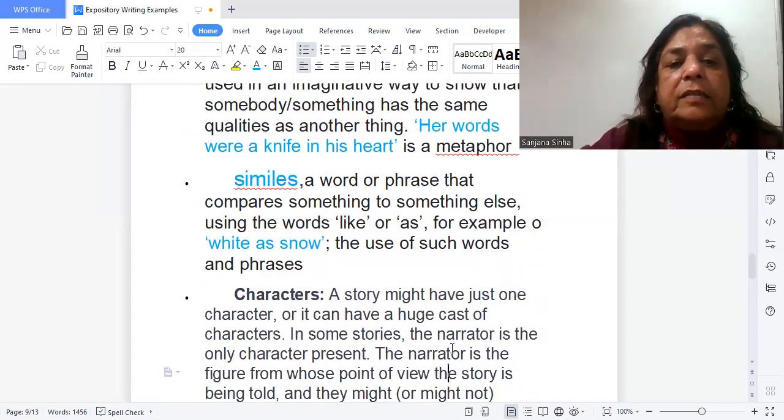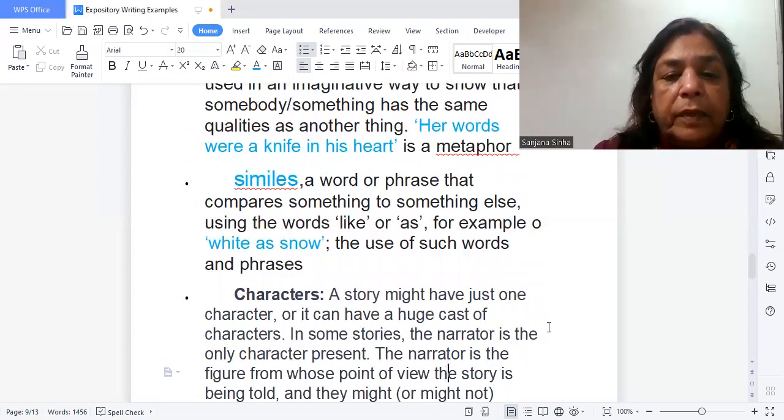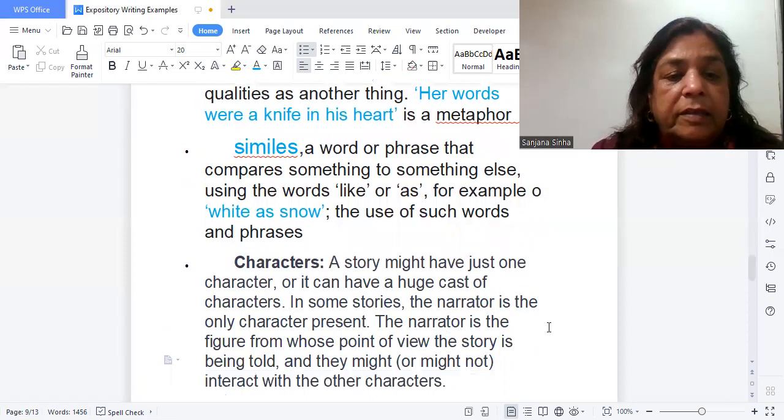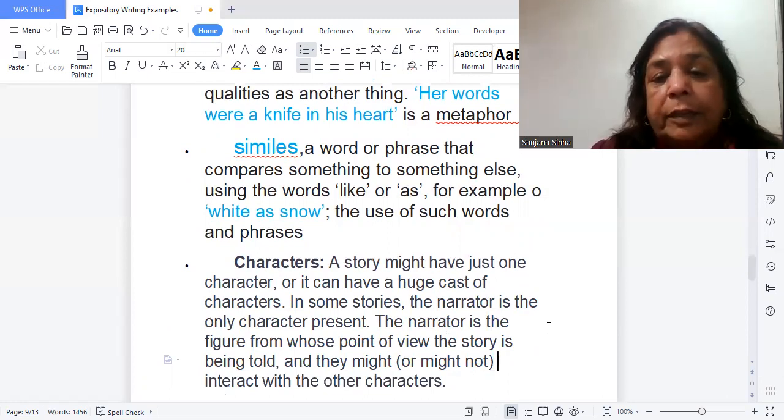So the second is, after descriptions, the characters. A story might have just one character, or it can have a huge cast of characters. In some stories, the narrator is the only character present. The narrator is the figure from whose point of view the story is being told, and they might or might not interact with the other characters.